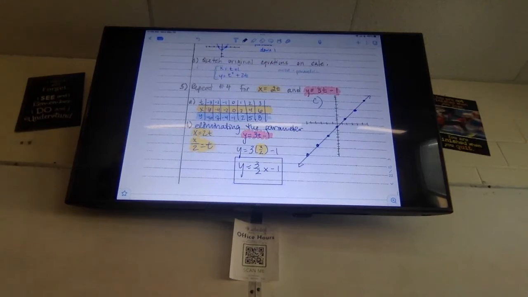Okay, I've essentially done A, B, and C. I'll do D with the calculator in a second. Go ahead and check your work. Does anybody have any questions on my chart or my graph yet?